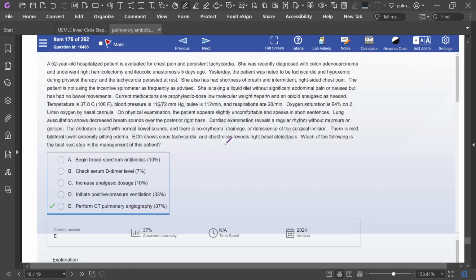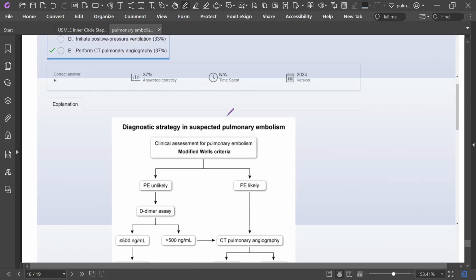Okay, the final question. This patient has chest pain, persistent tachycardia, colon adenocarcinoma, underwent surgery. Okay, good. Now prophylactic low molecular weight heparin is given, and on lung auscultation there is decreased breath sound on the right side. Okay, the abdomen is soft. There is mild lower extremity pitting edema. ECG shows sinus tachycardia. Chest X-ray shows right basal atelectasis. Looks like we should perform CTPA.